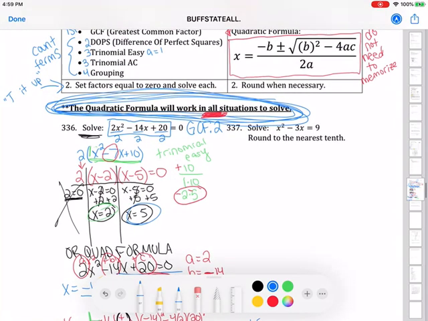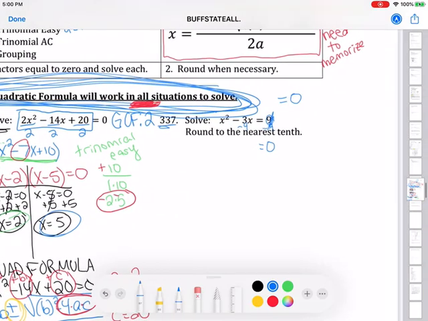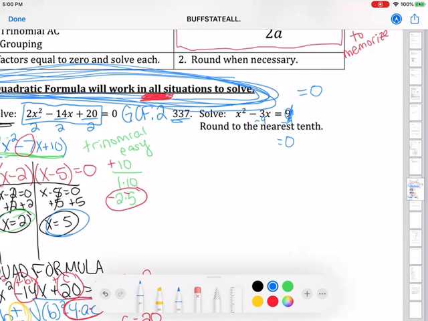Okay? So if you preferred factoring, I will show you this right now real quick. For 337, it says solve x squared minus 3x equals 9. No matter what method you prefer, you're supposed to be equal to 0. This one's not equal to 0, so we have to get this 9 to the other side. It's a positive 9, so I'm going to subtract 9 from both sides. So that'll cancel that out and get me equal to 0. Now I have a little bit of a problem here because I've got 3 terms over here and I've got nothing to combine that negative 9 to.